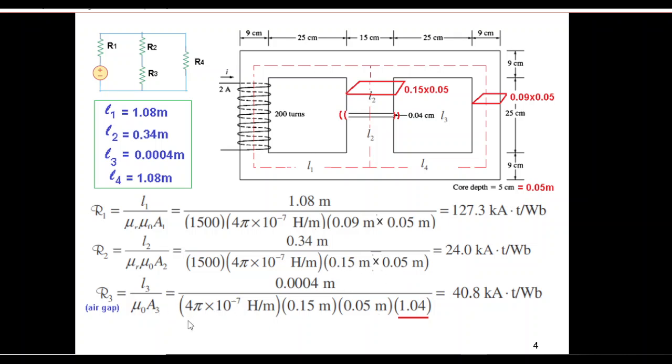But in the question, it is given that there is a 4% increase due to fringing. Now, what is fringing? What happens when the magnetic flux passes from here? It concentrates in the center, but the outside tries to diverge. So like this, it goes out slightly. And that is why this area is increased, and that increase in area is 4%. So we'll multiply it by 1.04. And so R3 we have calculated. R4 will be the same as R1, because all parameters are the same. So we have calculated all the four R's.